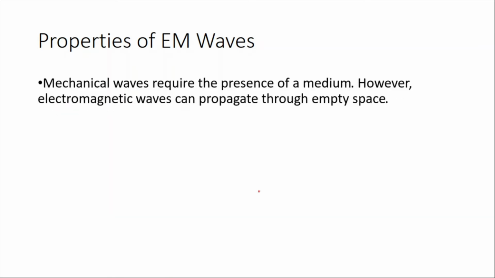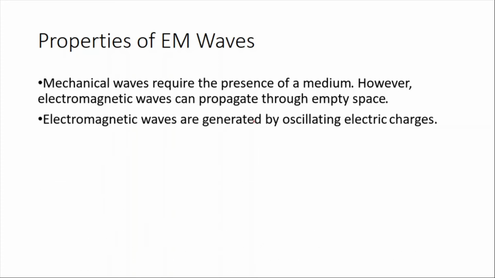What are the properties of electromagnetic waves? First of all, for a mechanical wave, for example water waves, we need water. For sound waves, we need air. But for electromagnetic waves, we don't need any medium. They can propagate in empty space.